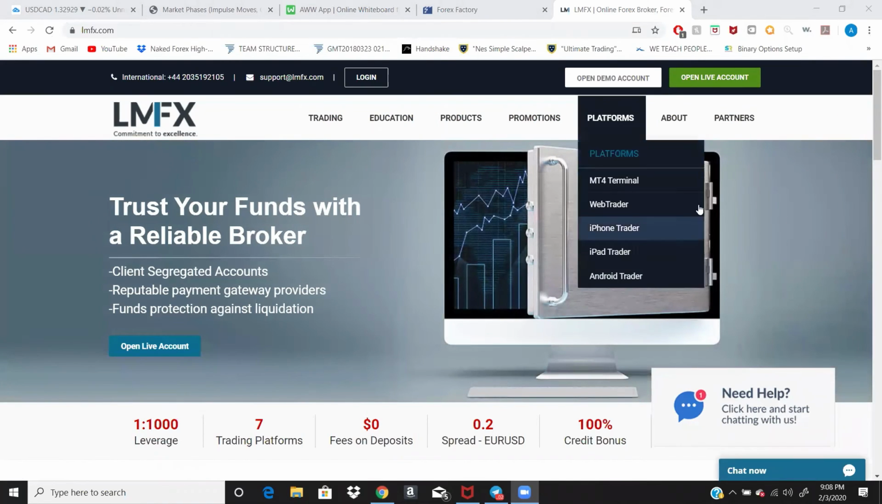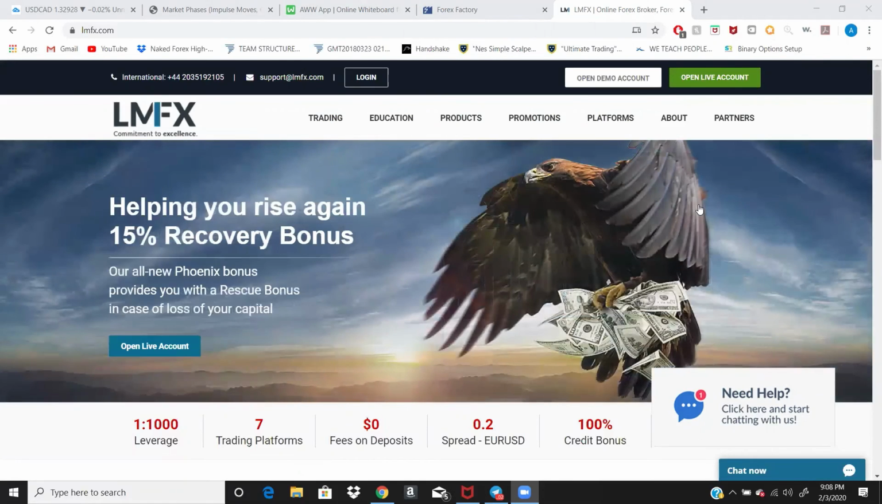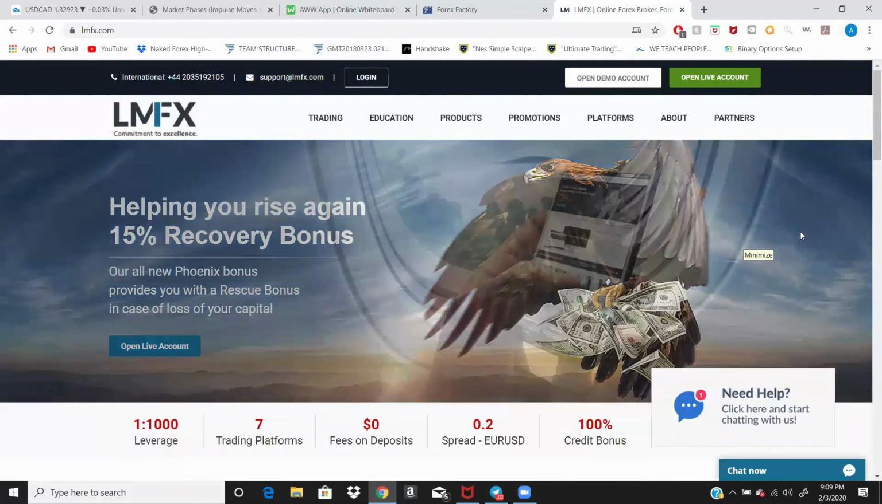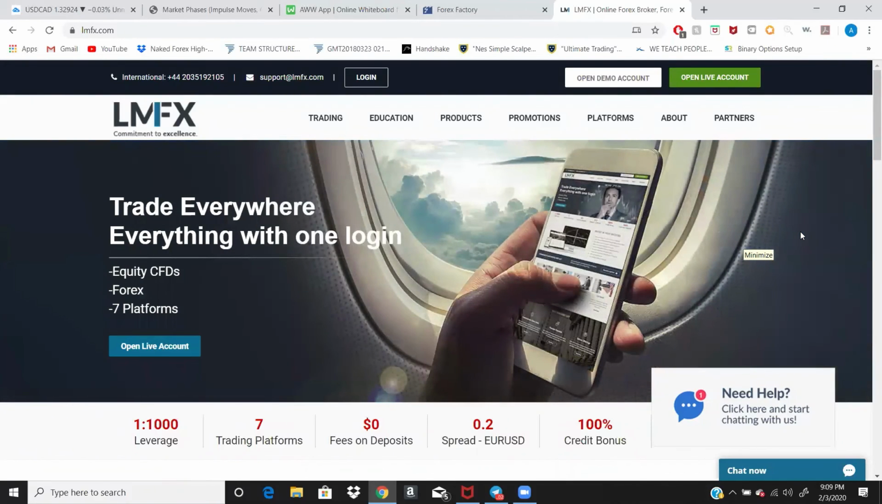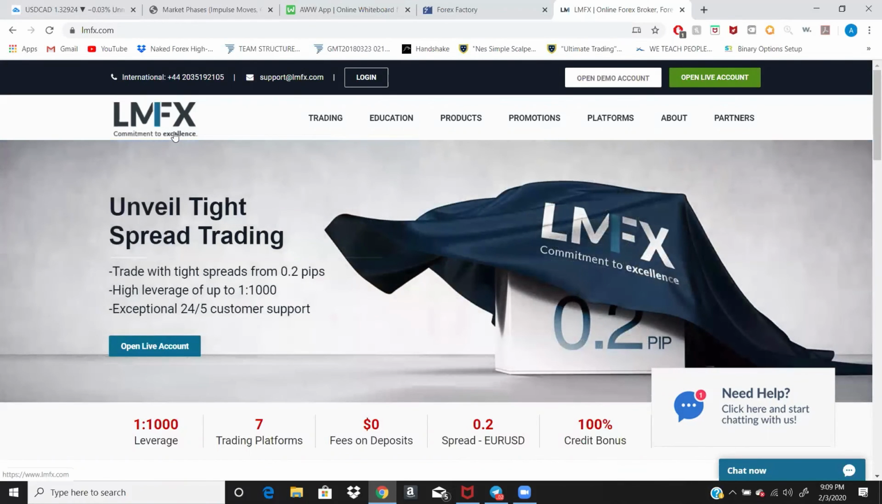Can you do LMFX if you're in the USA? Yes, you can. I'm using LMFX and I live on the East Coast. I know a lot of people are a little bit skeptical because it's not US regulated. But the thing is, they've been very trustworthy, and I know a few people who have accounts with them, and they have seven-figure accounts with them.